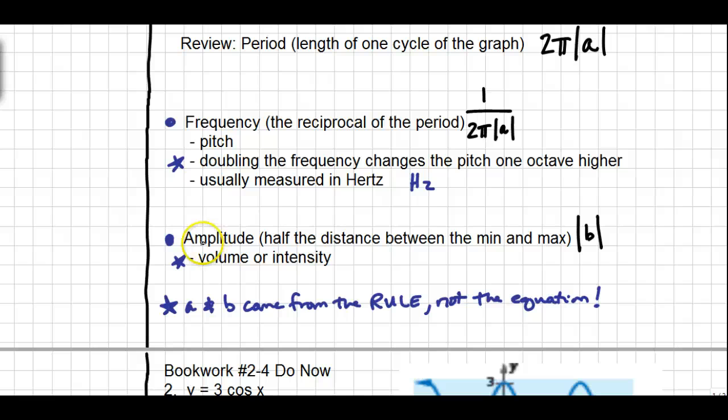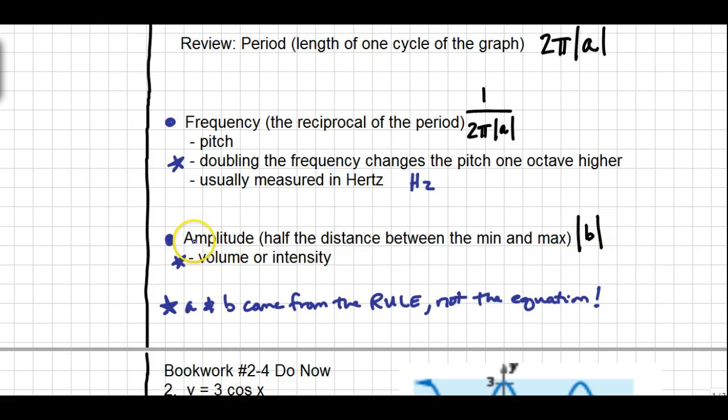Another application for sound waves is the amplitude of the sound. The amplitude is half the distance between the min and the max. So if you think about the wave shape and the look of it, if you go to the top of the mountain and the lowest valley and look at how far it spans, cut that number in half and that'll be your amplitude. It's also a really easy number to find if you have your rule. The absolute value of the B value in the rule represents the amplitude.